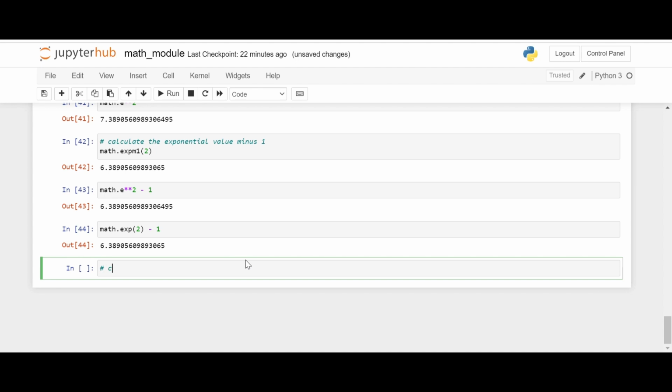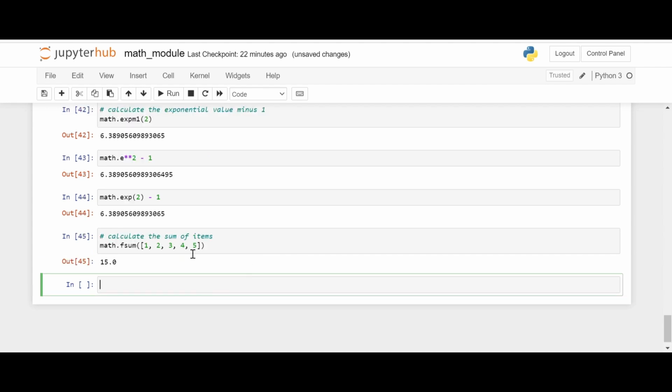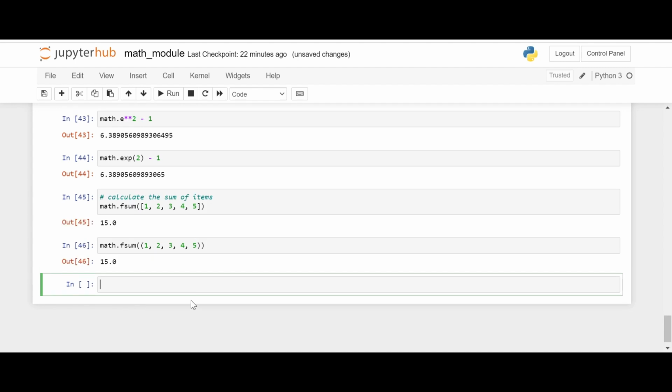Okay. Calculate the sum of items. Sum, let's provide a list, 5, 9, 12, 14, 15. We can also provide a tuple instead of list. This will still work. So our tuple.